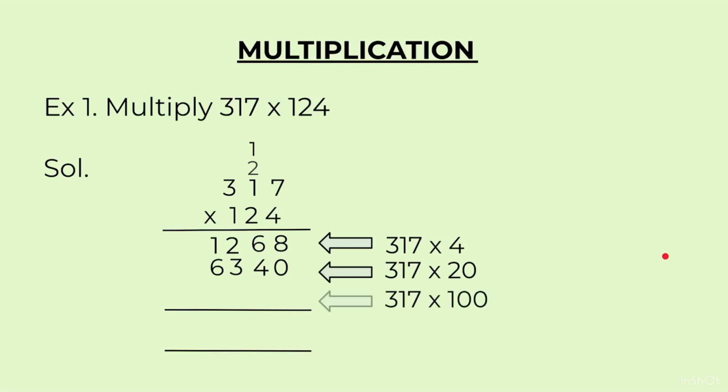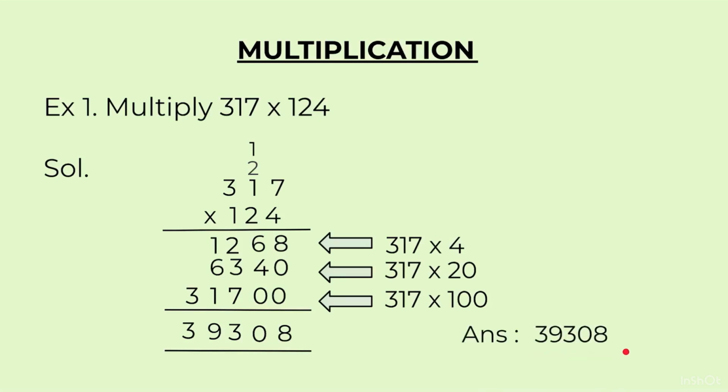After that, we have to multiply 317 with 100. First, we will write the 2 zeros. Then we will multiply 1 with 317. When we multiply 1 with 317, we get 317. Now that we have got all the numbers, we will add these numbers. And when we add, we get the answer as 39,308.